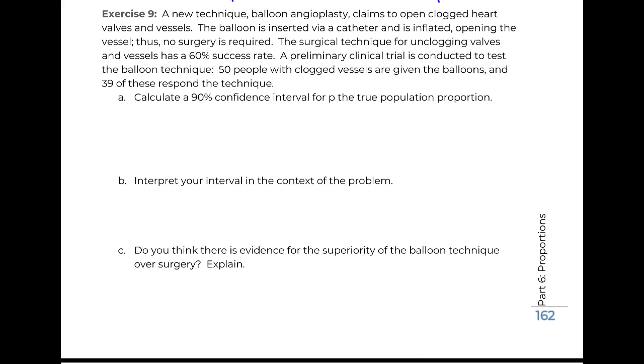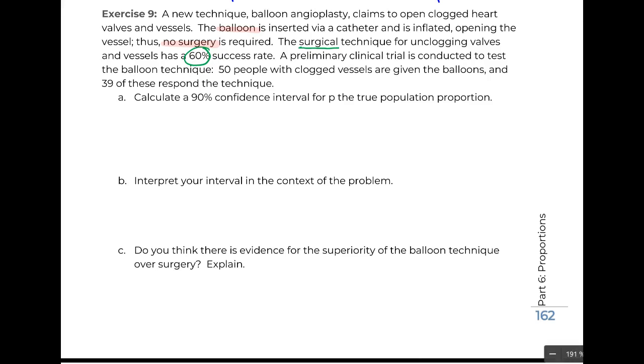All right, so a balloon is inserted via a catheter, is inflated, opening, and so on, thus no surgery is required. A surgical technique has a 60% success rate. So they just gave us a percentage. There's nothing in this sentence to imply that that percentage is not the real thing. And they've also made a point to say that this is a surgical technique, when previously we were talking about this balloon thing, which had no surgery required. So we've got these two different ideas.